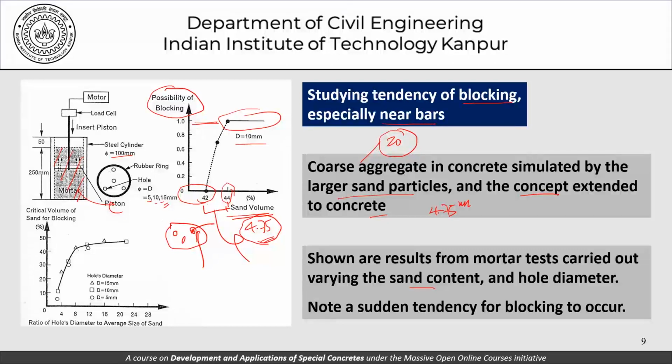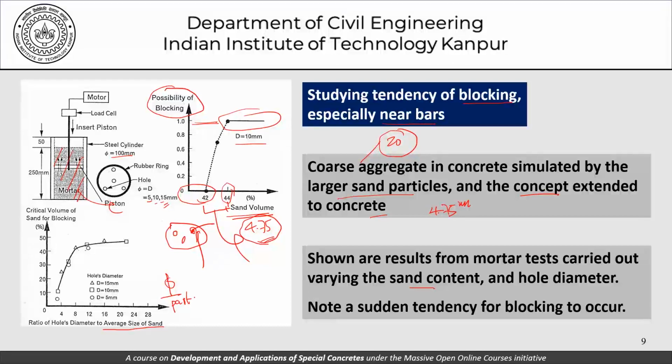Now, what does this picture tell us? What are the axes? The ratio of the hole's diameter to the average size of sand, the diameter of the hole to the particle size of sand. And what is on the y-axis? The critical volume of sand for blocking.